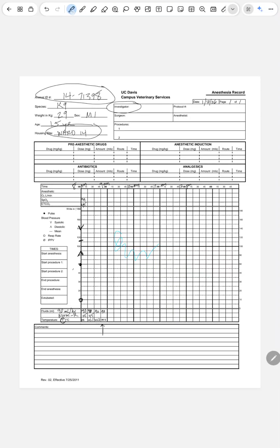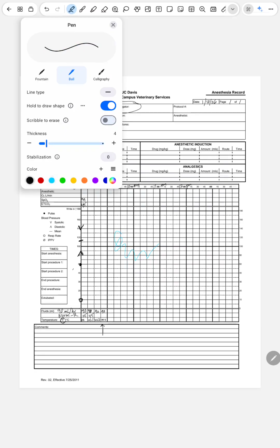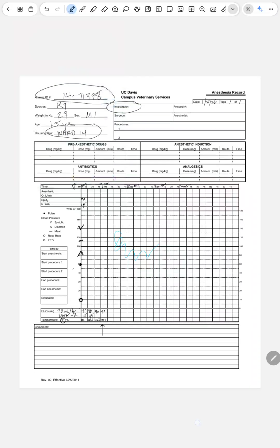All right, and then if we look at the rest of the sheet, pretty self-explanatory. You've seen it before. Pre-anesthetic drugs here. If we're going to give any antibiotics here. Anesthesia induction, excuse me. And then analgesics.